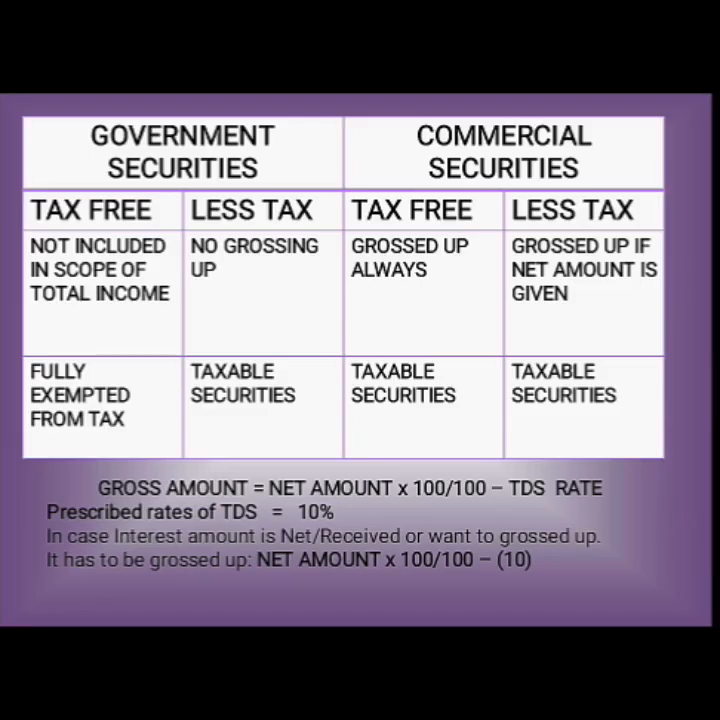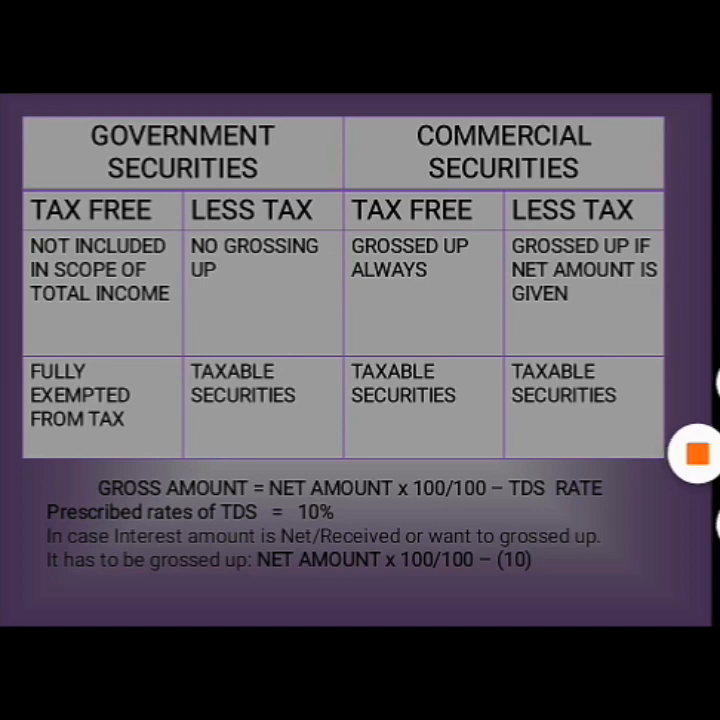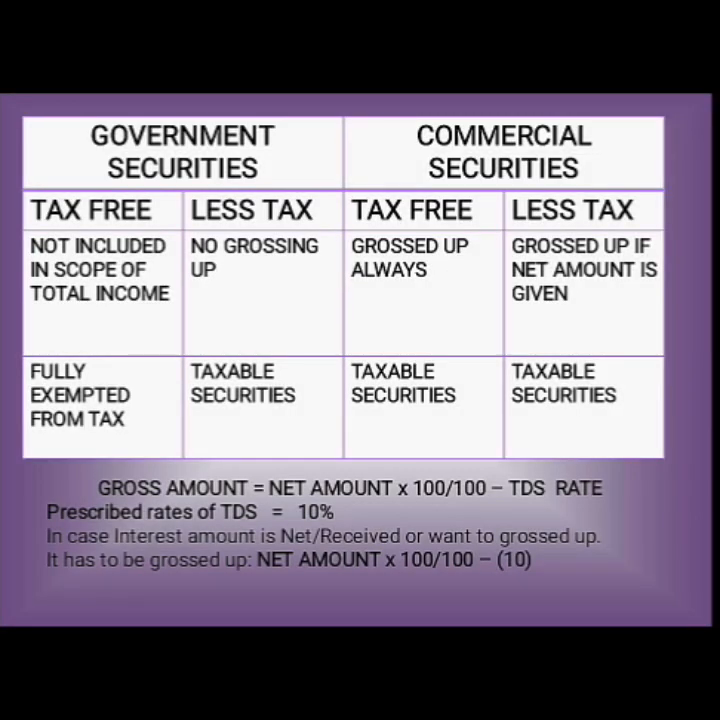The prescribed rate of TDS for securities is 10%. In case the interest amount is received net and has to be grossed up, it is grossed up by net amount into 100 divided by 100 minus 10%, that is, denominator as 90.